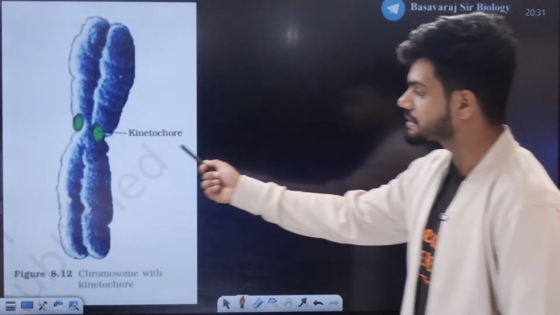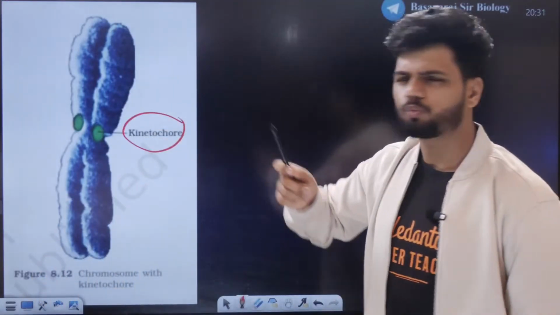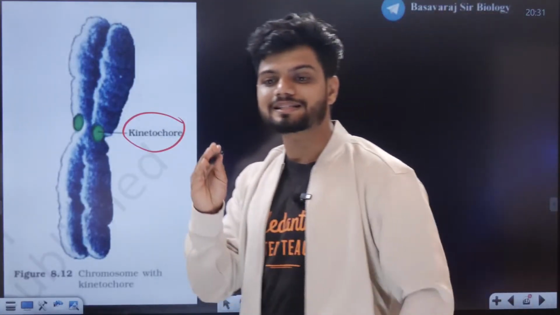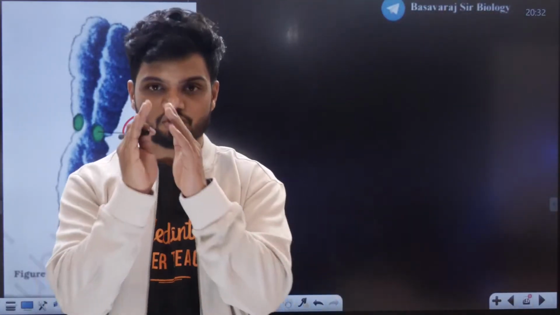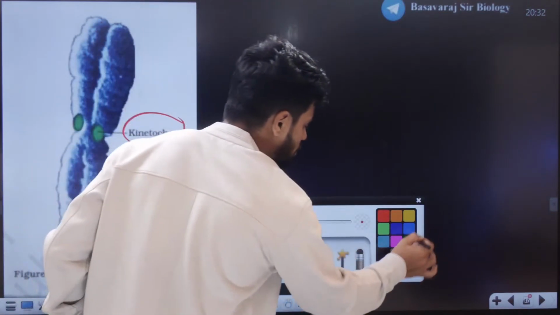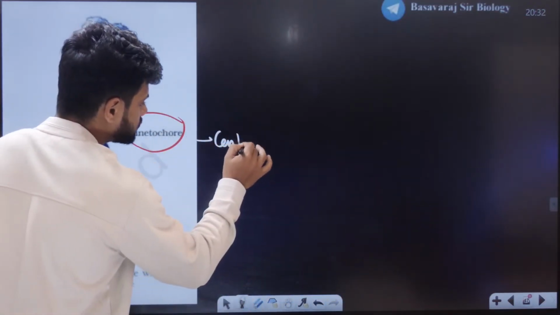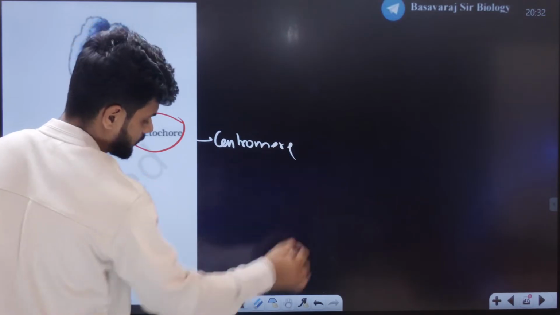Now this is a typical structure of a chromosome. Now students, in the chromosome, why have they marked the kinetochore here? What is the kinetochore? Kinetochore is a structure present around the primary constriction, also called the centromere. Around the centromere. What is the importance?